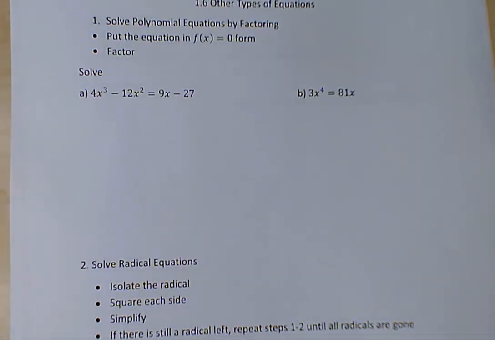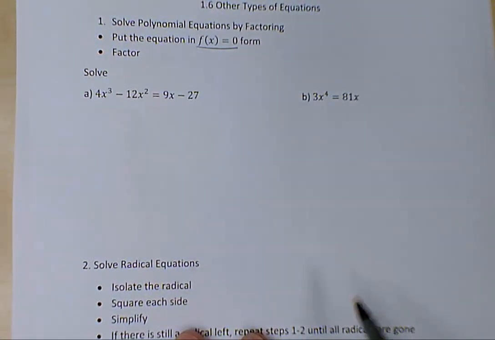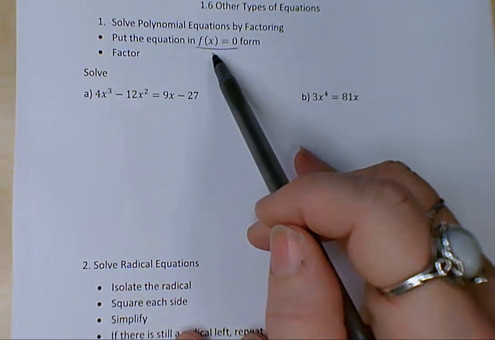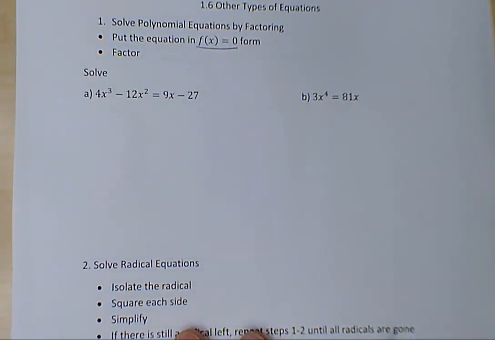In order to solve polynomial equations by factoring, the first thing that we want to do is just treat it like it's a quadratic equation and put it in that form. You want everything on one side of the equation with it set equal to 0.